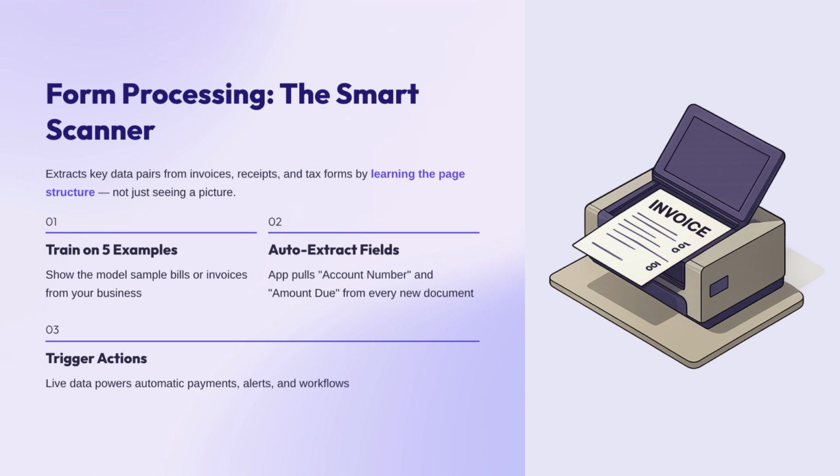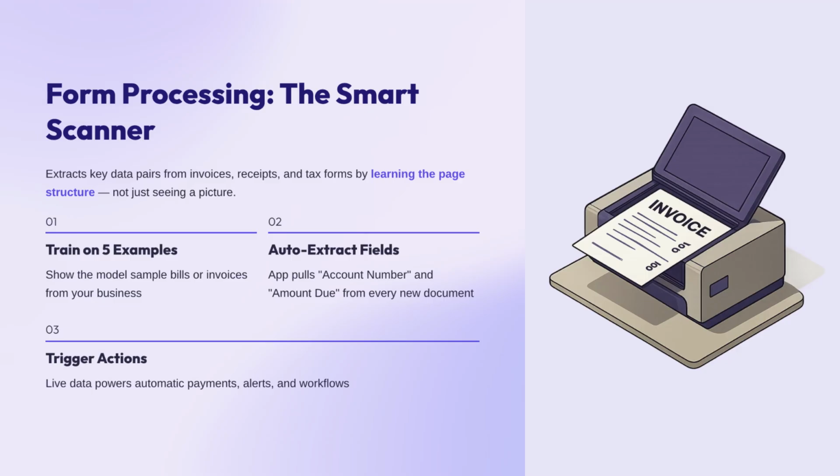You've probably seen this at the office when people are surrounded by piles of paper. Form processing is the digital shredder for that manual work. Let's break this down together. We are turning static paper into live data that our app can use to trigger payments or alerts.